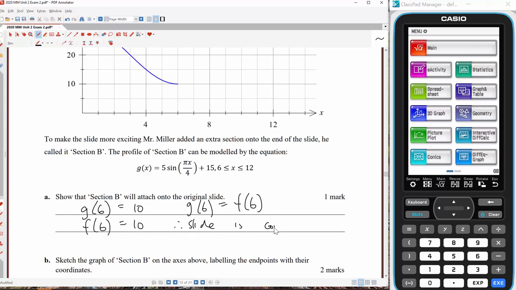Therefore the slide is continuous, or will attach.